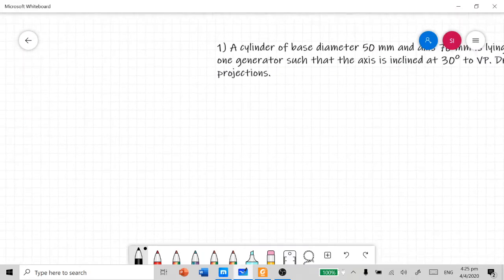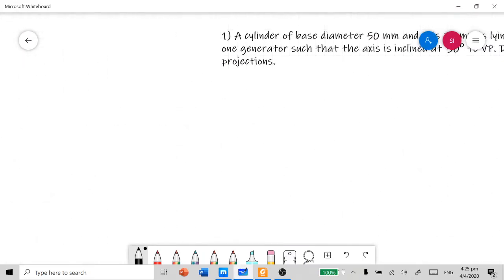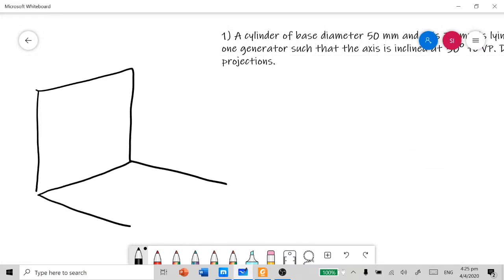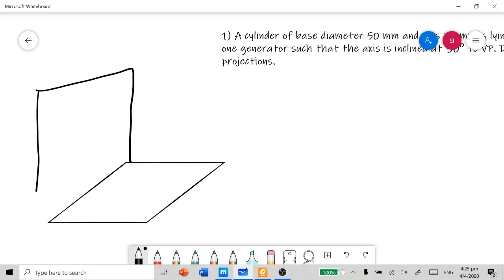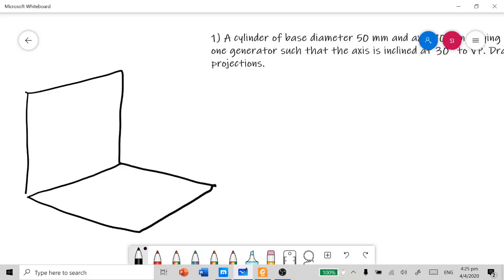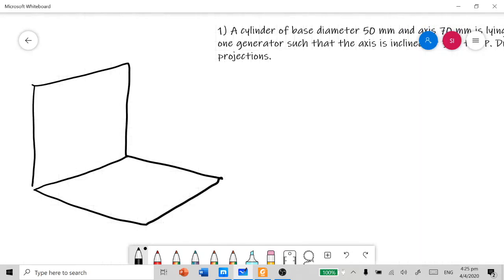Here the exact case is our solid is a cylinder. That cylinder is resting on HP by its generator. See, when a cylinder is simply lying on the horizontal plane, then it can rest by one of its side generators only. There are no side edges or base edges present in the solid.